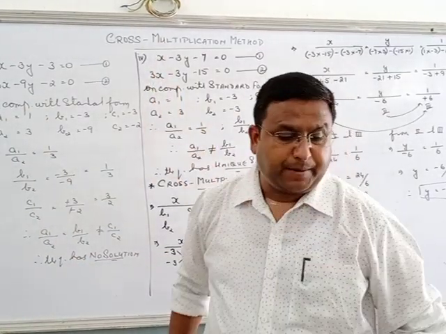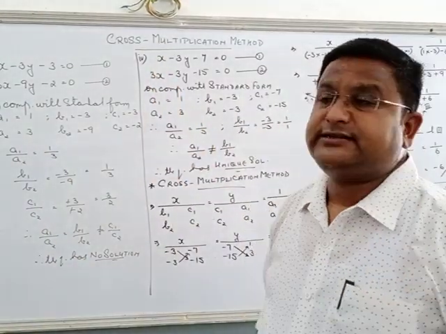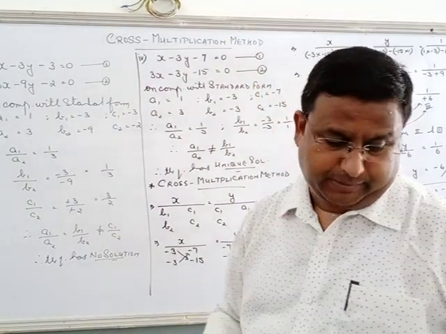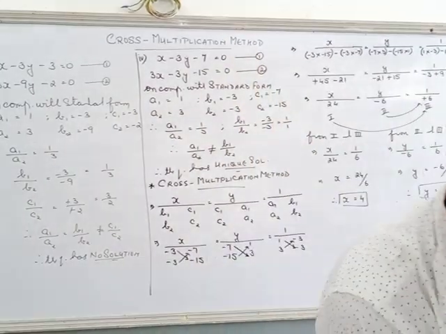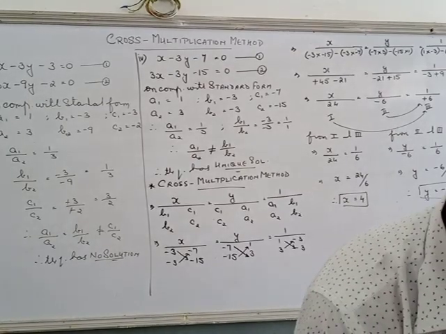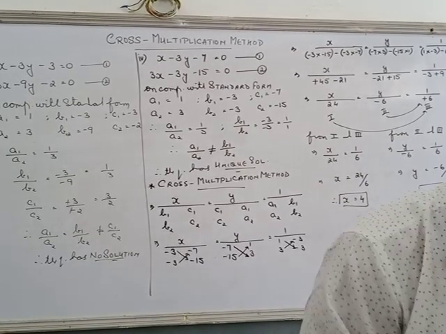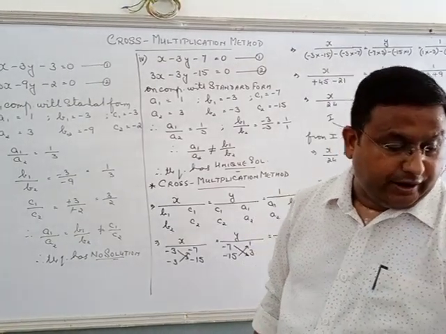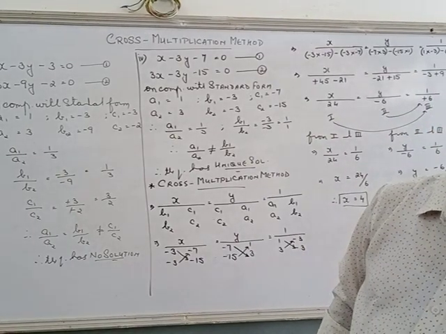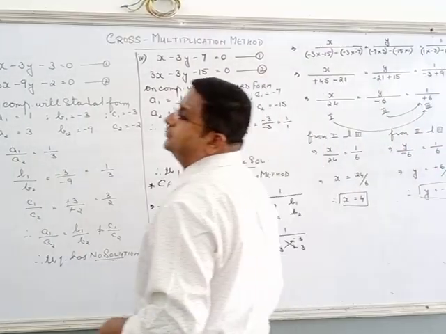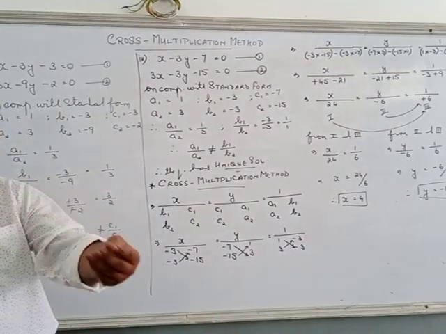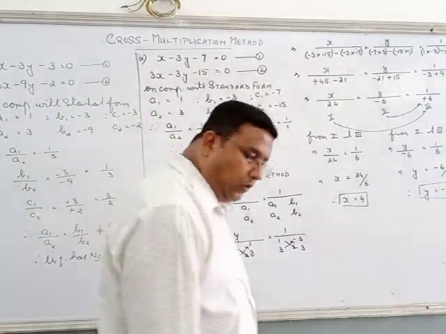You can do the second part on your own. Again, it is a unique solution. You have to solve it by cross multiplication method. Take a look at question number 3 of the same exercise. Solve the following pair of linear equations by substitution and cross multiplication method. You have to solve it by both the methods. You can practice it with the help of elimination also.